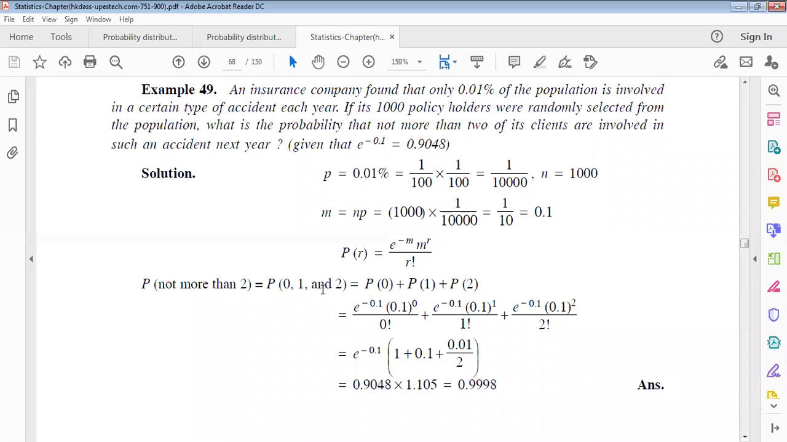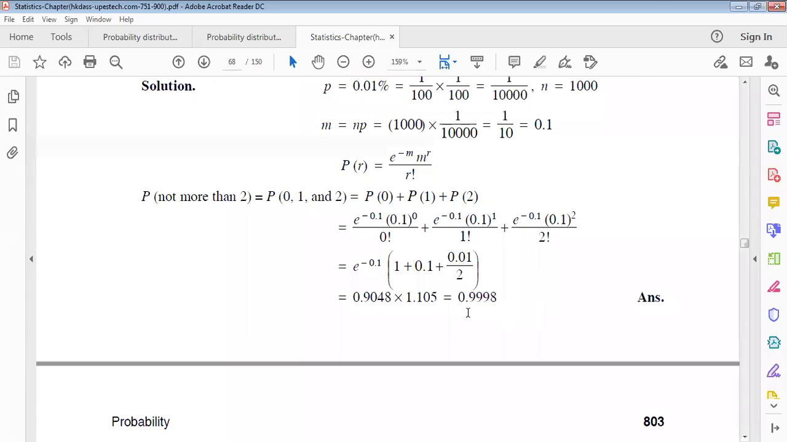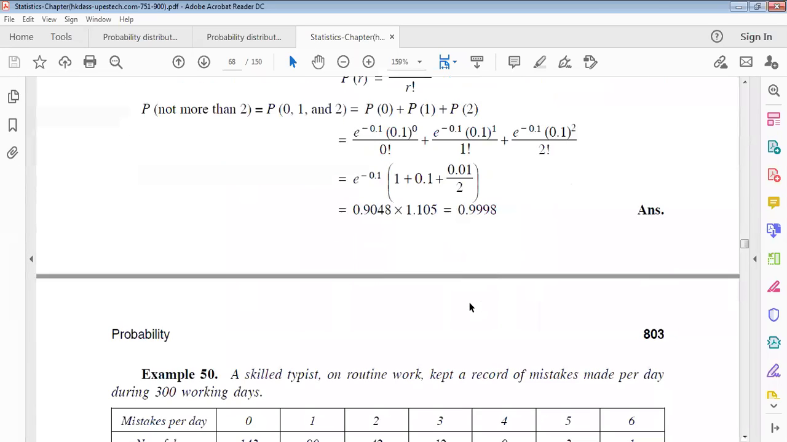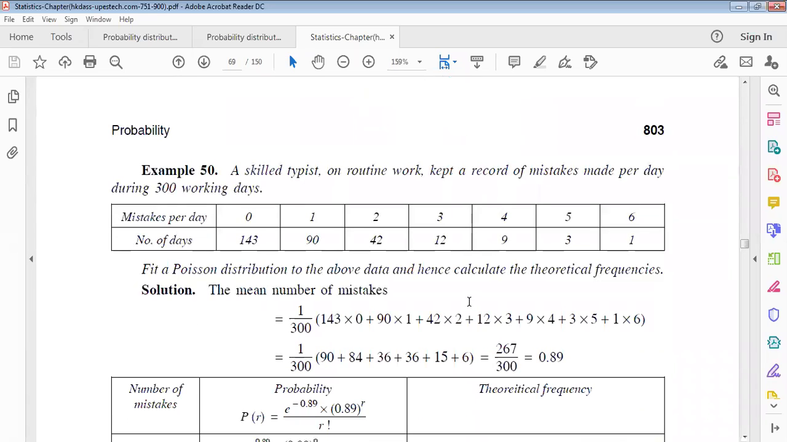In place of or we use plus, or union in set theory. Now this will be probability of 0 plus probability of 1 plus probability of 2. Just putting r equals 0 in the probability density function, we get this, r equals 1 for this, r equals 2 for this. Then e to the power minus 0.1 will be common from the 3 terms, and then you get the total probability.